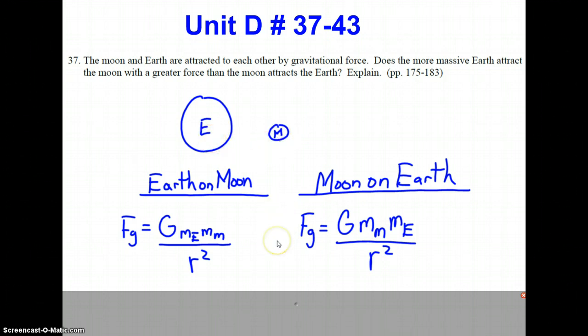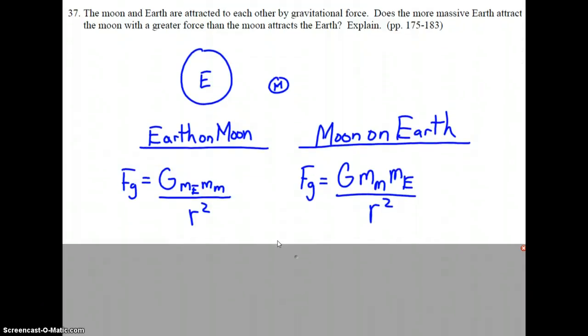Oh, by the way, there's Newton's third law of motion, which says that for every action there's an equal and opposite reaction. So we're reminded that those forces should be the same anyway.